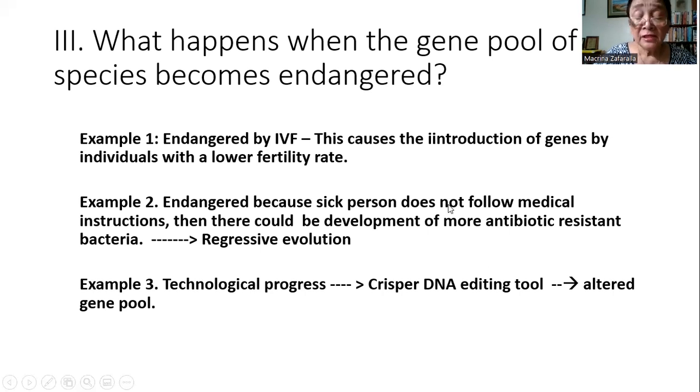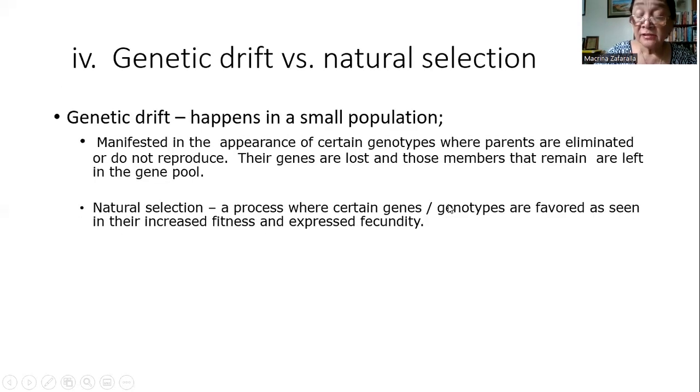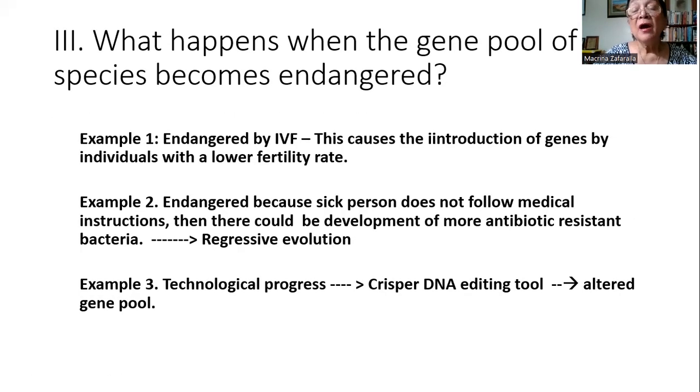Example three is the effect of technological progress. We now have this technology that makes use of the CRISPR DNA editing tool. This is a technology that makes a cut on the particular segment of the DNA that is desired to be taken out. And so the result is an altered gene pool.